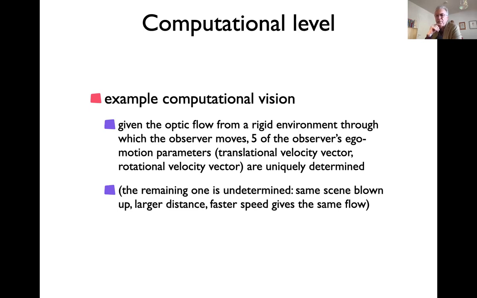You could see only 5 because you could imagine that if you had the same scene and everything was larger and further away, and you would also move faster, it would give the same flow field. So it's like a scaling law, because if you don't know the absolute distances of things, or your absolute speed, there is a scaling factor that cannot be determined. That's part of the mathematical proof. So this would be an example of a computational principle: maybe I could in principle determine my ego motion from optic flow.